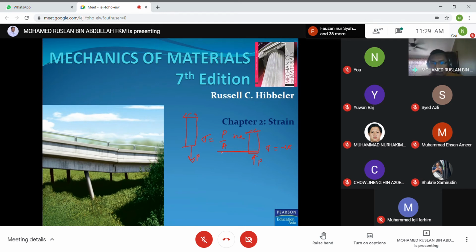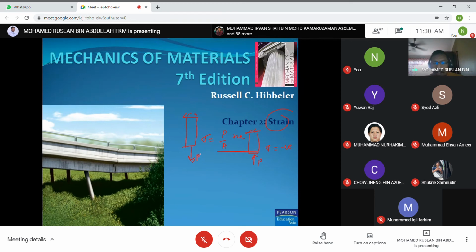And then what happens in chapter 2 about the strain? With strain, we want to measure the deformation of this body. Let's say we apply the force P here, and the magnitude of P will increase. So what happens to this body? This body will deform. Deform means that the body will change its size or its shape. Why? Because this body is not rigid anymore, so that's why it deforms.